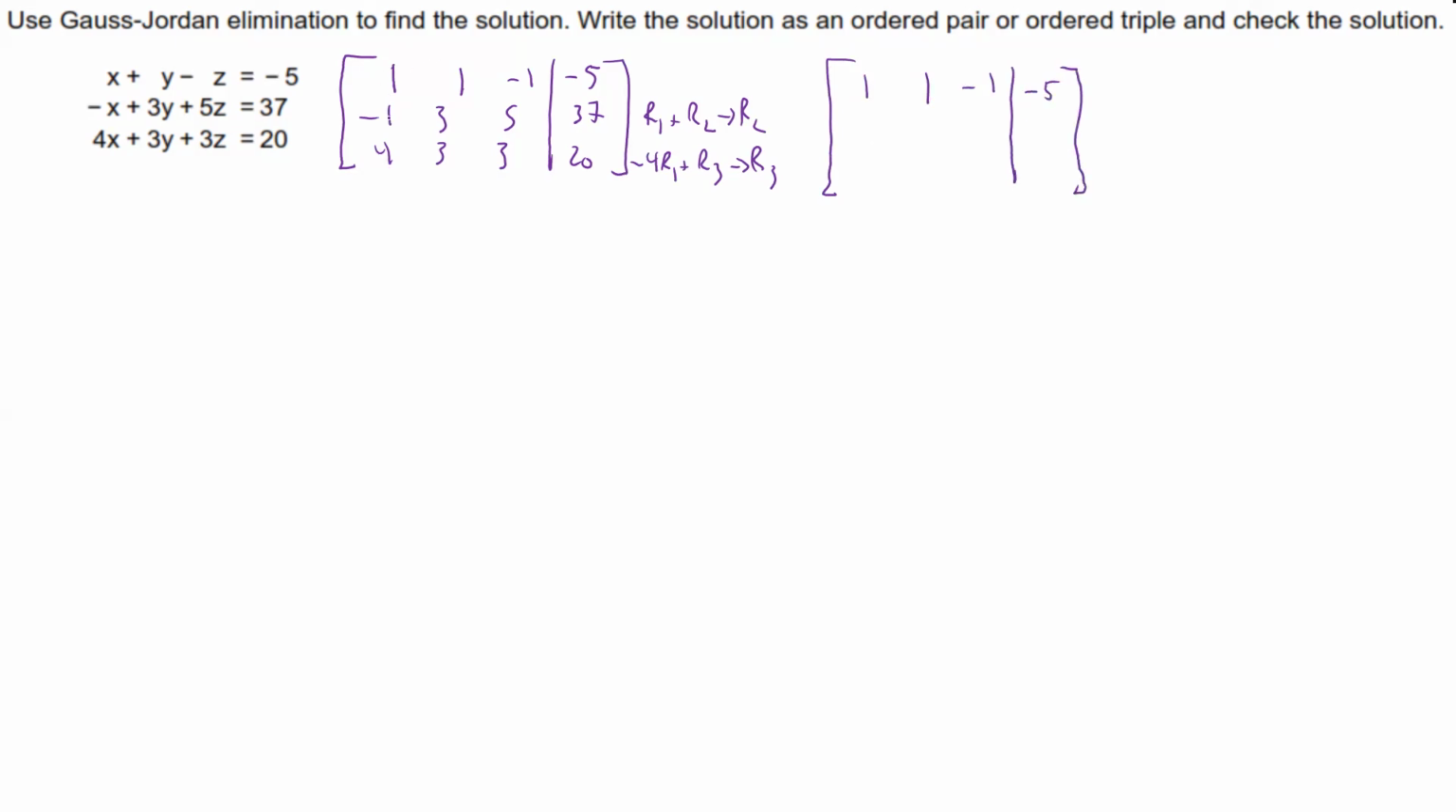I have that plus that, that's going to give me a 0. That plus that's going to give me a 4. Minus 1 plus 5 is a 4. Minus 5 plus 37 is going to be 32. And now I have minus 4 times that plus that is going to give me a 0. Minus 4 plus that's going to be a minus 1. Minus a minus is going to be 4 plus 3, which is going to be a 7. And then that's going to be 20 plus 20, so that's going to be 40.